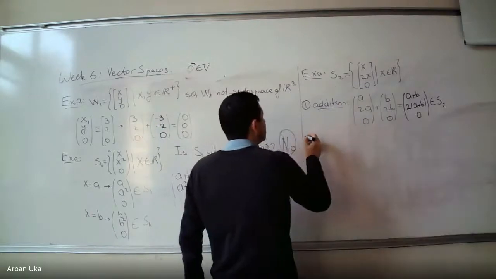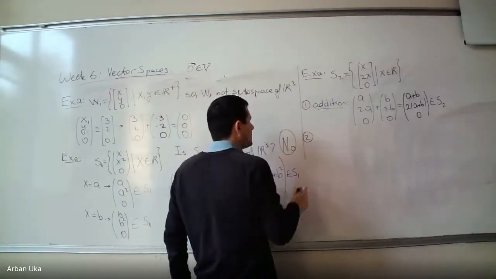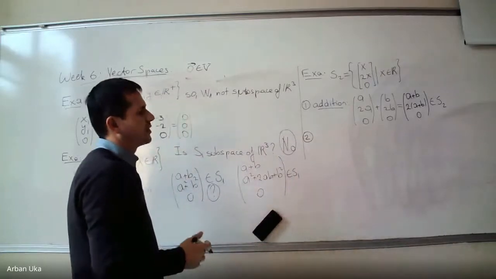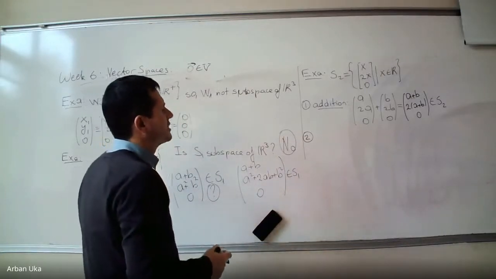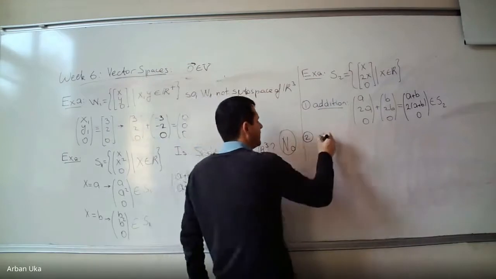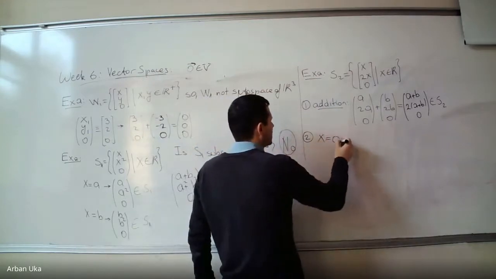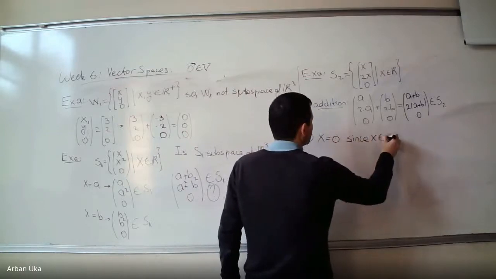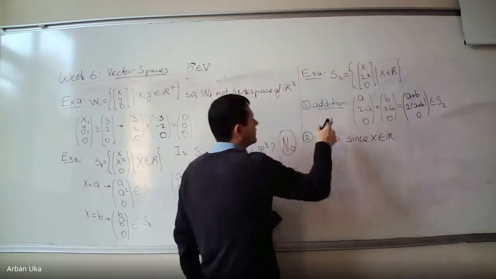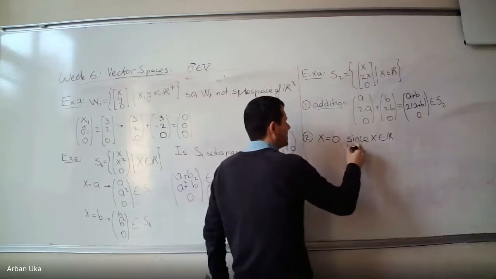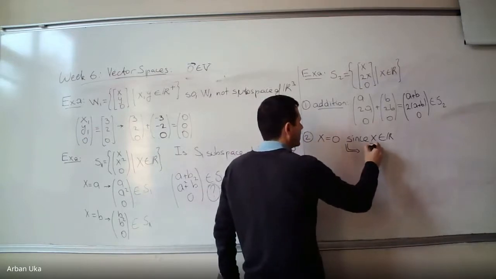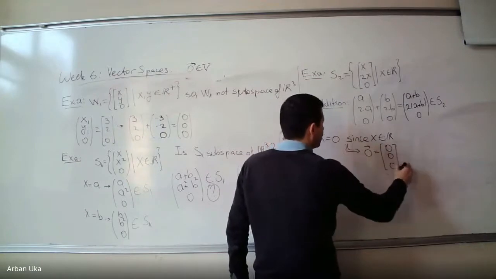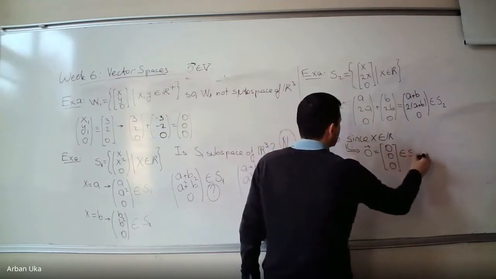The second one is what do we check? I believe we can do properties 4 and 5. We just see whether the 0 is an element here. Now x can be equal to 0, since x is given as any real number. So we can imply that the vector 0, 0, 0 would be an element of S2.